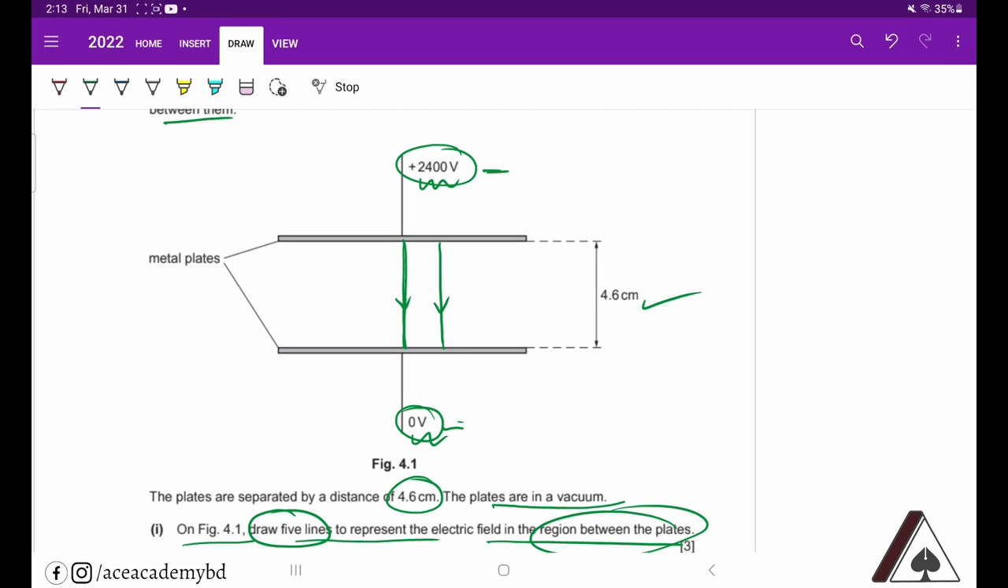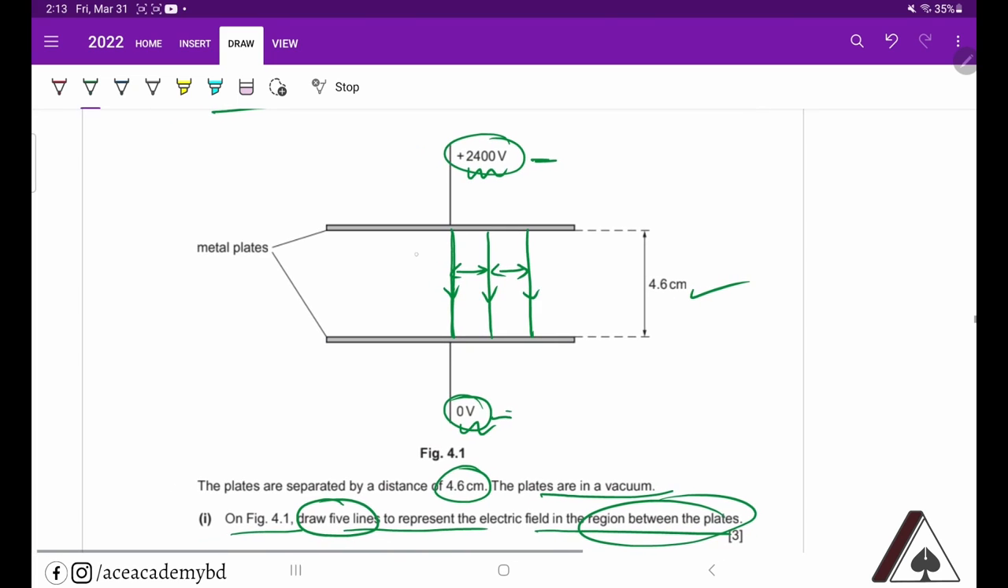Okay, so let's just draw these lines, so they must be equally spaced. The gap between the lines shall be equal. Let me draw a bit bare. Yep, so these gaps must be equal. We should be drawing five lines because they have asked us to draw five lines.